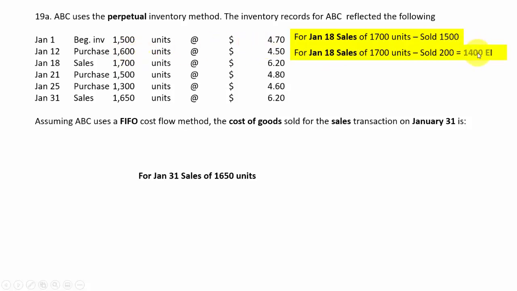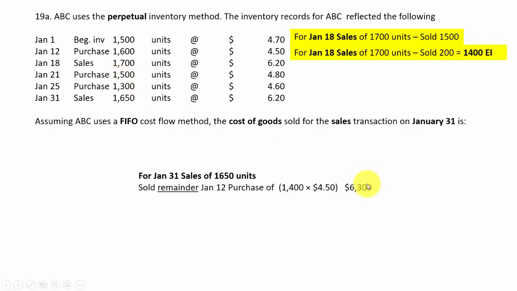So 1,400 of these will be what you'll use as your cost of goods sold, which is part of this 1,650. So we sold the remainder of the things that we purchased back up here: 1,400 units times 450, or $6,300. And then the difference between what we totally sold and this batch that we just completely got rid of on January the 12th, now we're going to the next batch, and this next batch is what we're going to sell to get our total 1,650 units.